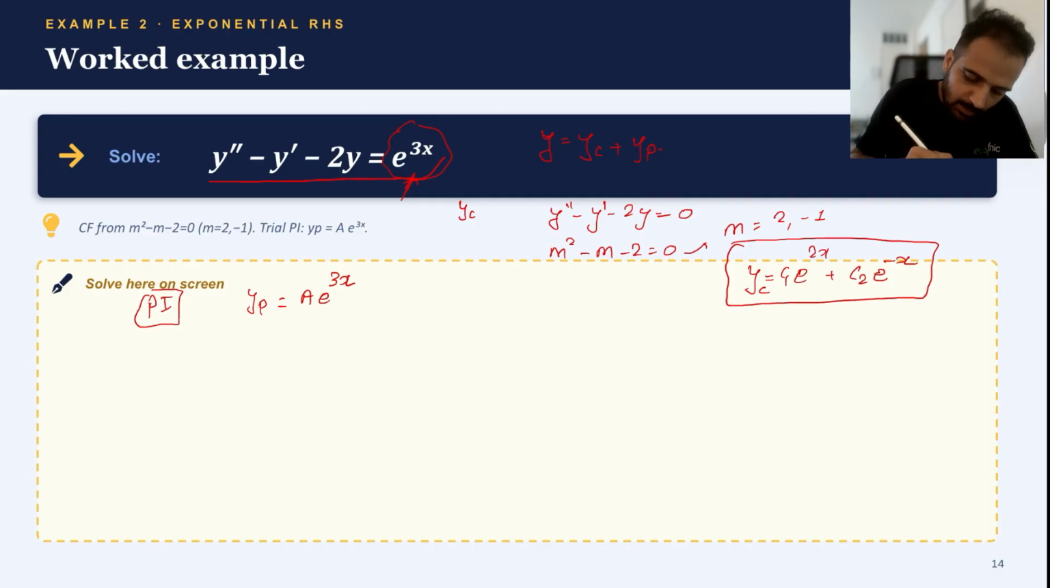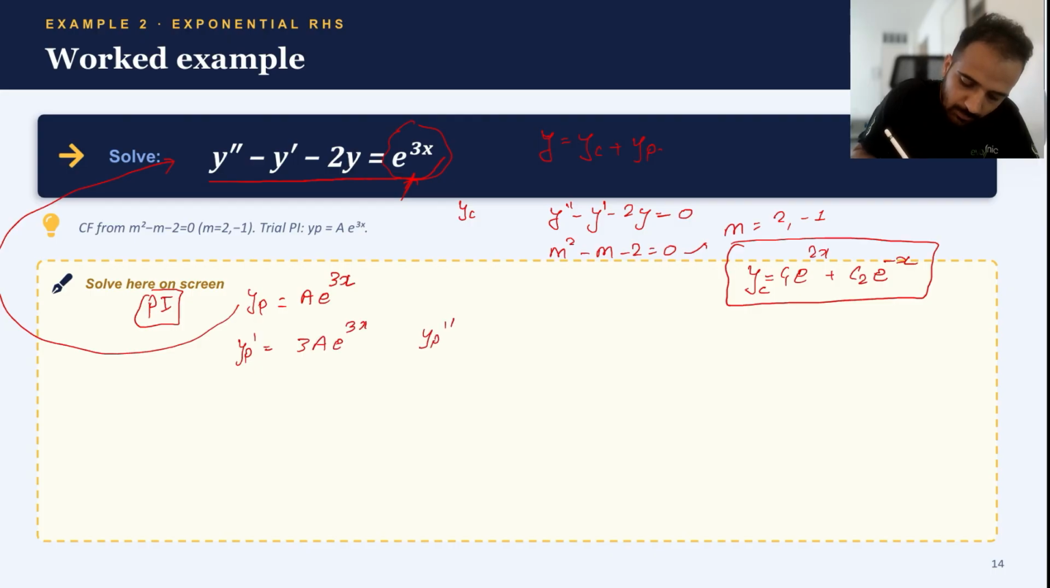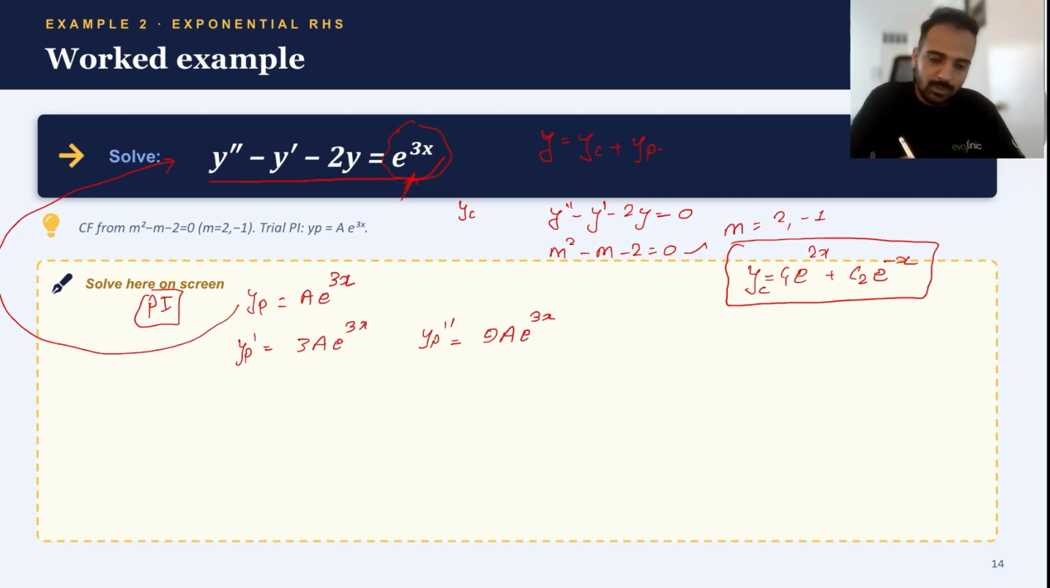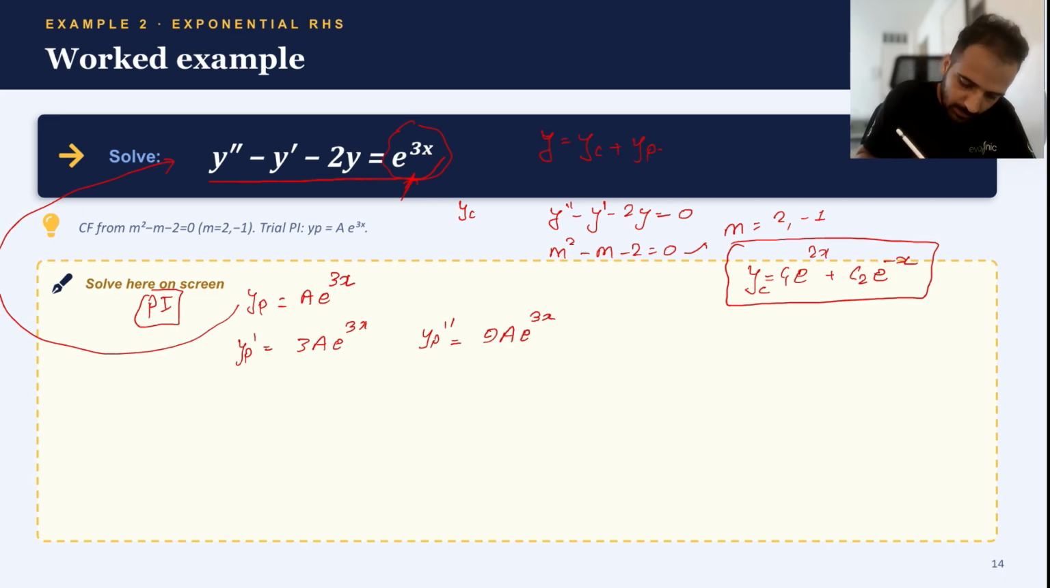Now you have to find the value of a, because the particular integral cannot have any unknown constant, right? To get a, you know that this solution should satisfy this whole ODE also. So your y prime is equal to 3a exponential 3x, your y double prime equals 9a exponential 3x, right? Once you have this, you can put everything in the ODE. You will have 9a exponential 3x minus 3 times a exponential 3x minus 2a exponential 3x equals exponential 3x.